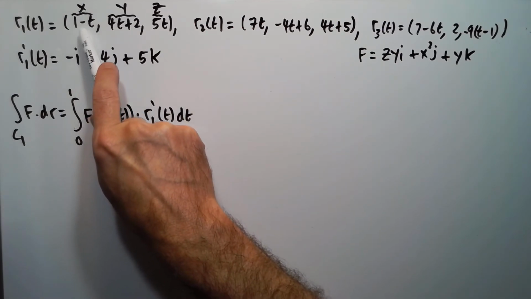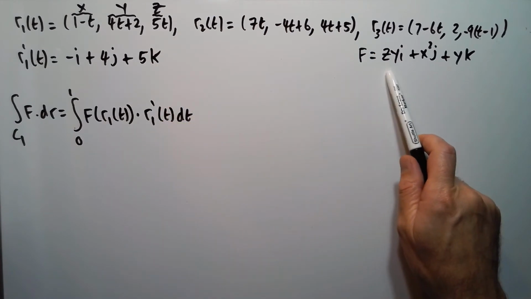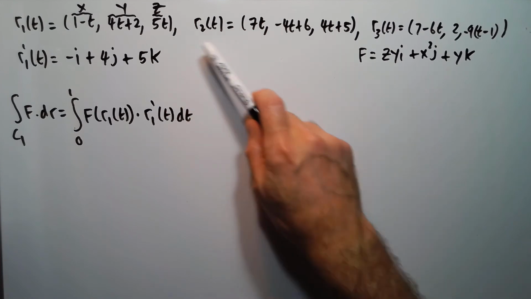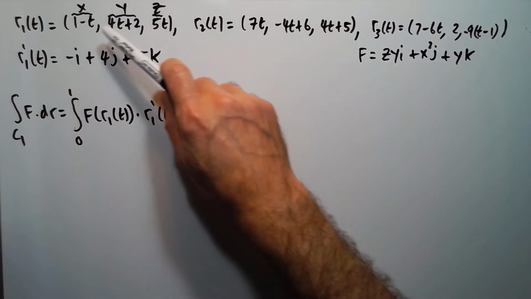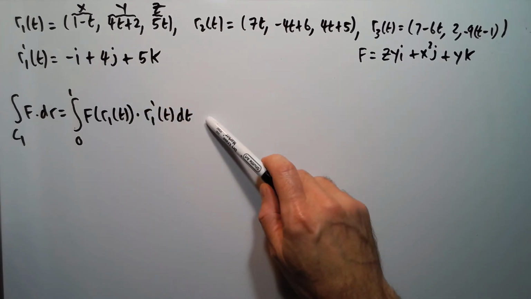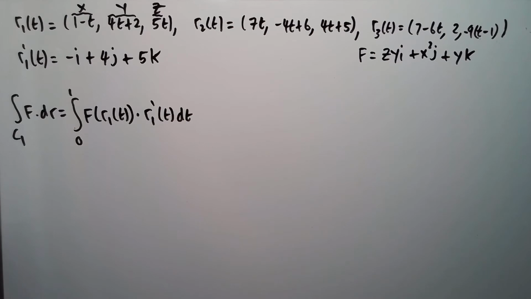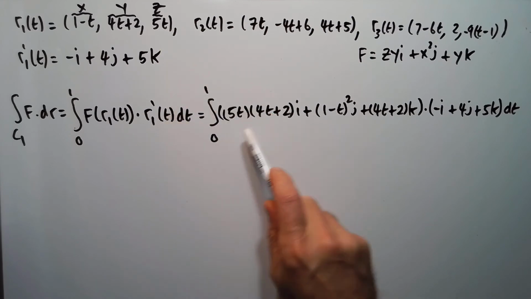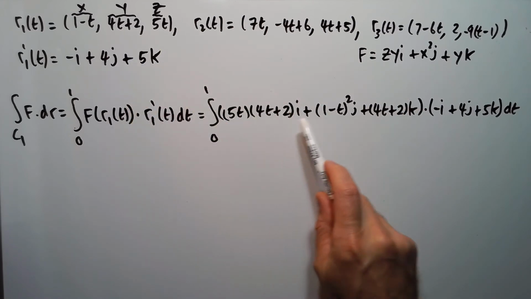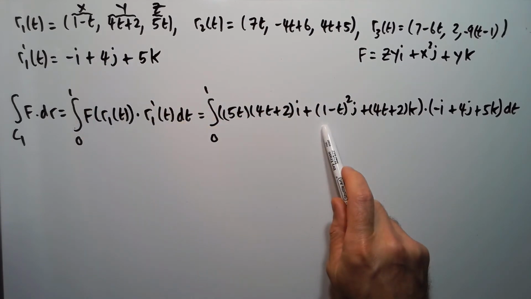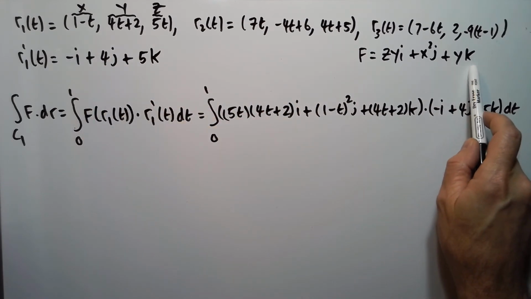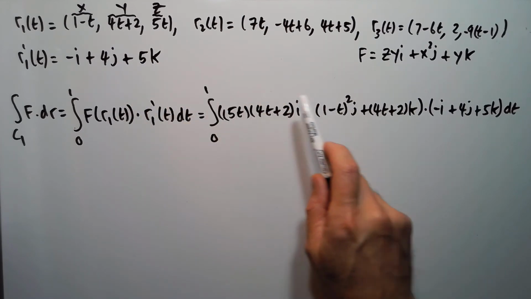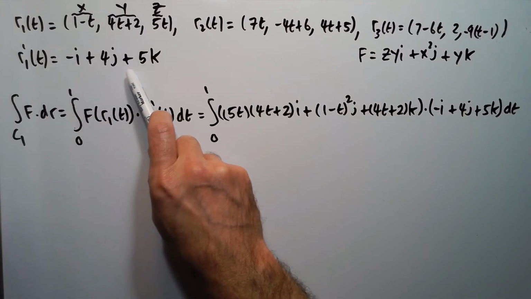Okay, this is going to be my x, y, and z. So I'm going to plug into my function over here. So in place of z, I'm going to write 5t here. In place of y, I'm going to write 4t plus 2. In place of x, I'll write 1 minus t squared, and so forth. Let me write that here. So look at this. So again, z is 5t, y is 4t plus 2, plus x squared, x is 1 minus t squared, j plus yk, y is 4t plus 2. Then we're dotting it with our R1 prime, which is negative i plus 4j plus 5k.